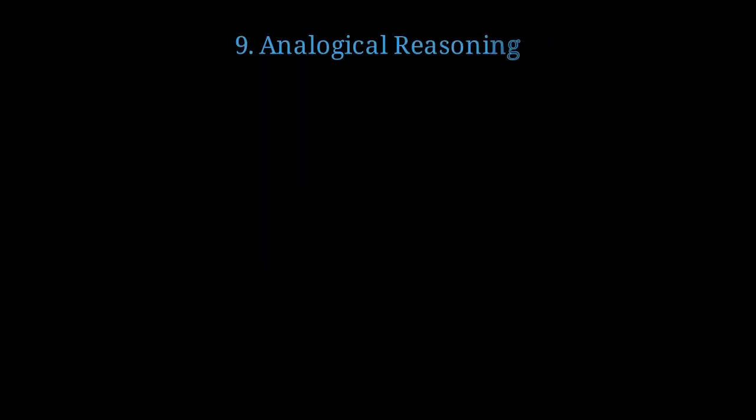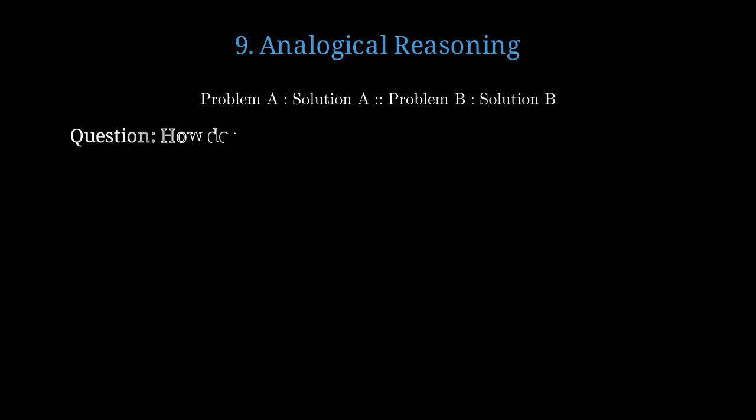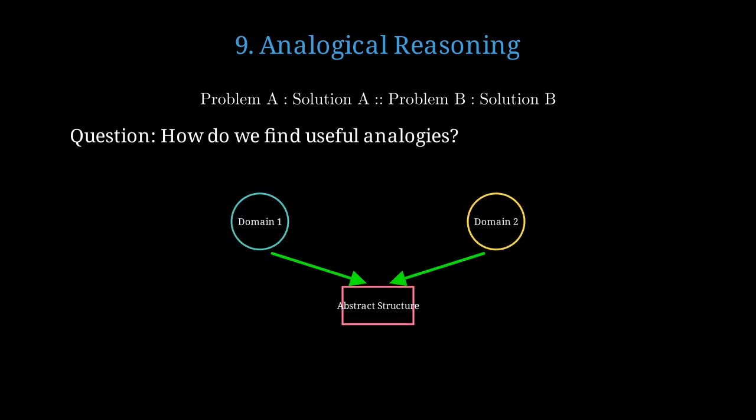Analogical reasoning solves problems by finding similarities with problems already solved in other domains. The principle is, if problem A relates to solution A, then similar problem B should relate to analogous solution B. Question: how do we find useful analogies? By abstracting the core structure of the problem and searching across domains. Different domains can share abstract structures, allowing solutions from one domain to transfer to another.